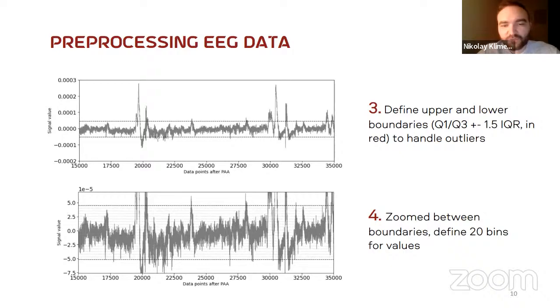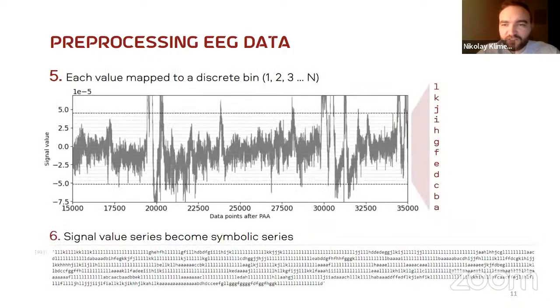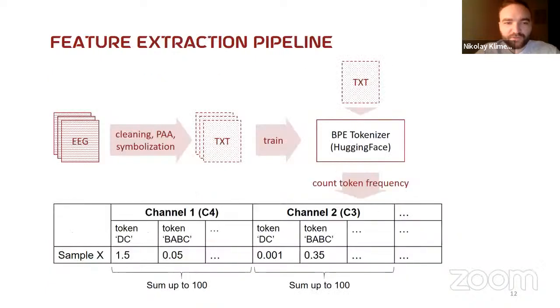And to each bin, we assign a specific letter, a symbol. So in our case, from A to V, it's just, here it's not all letters, just for the matter of illustration. So in fact, we convert every data point to a specific symbol. So for each recording, we have 20,000 data points, and we convert it into a text file with a length of 20,000 symbols. So we have those texts.